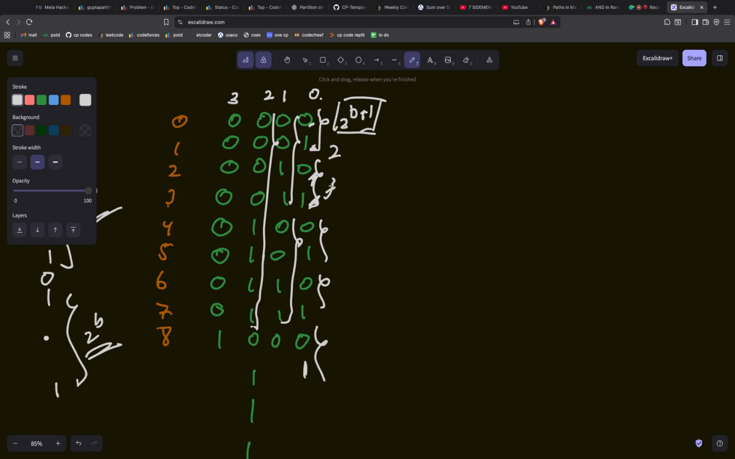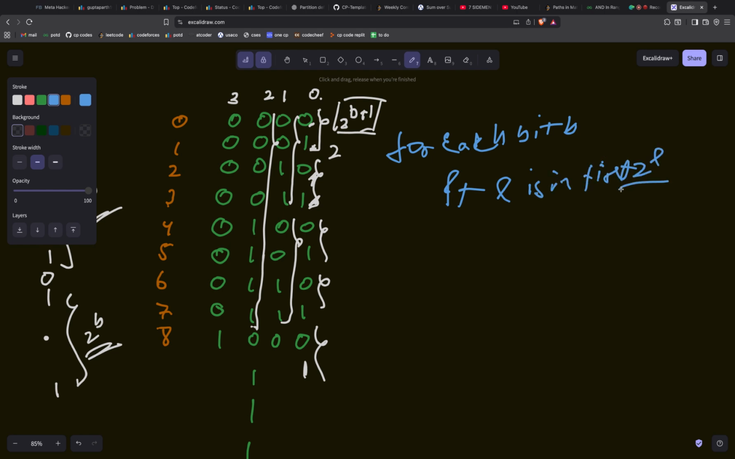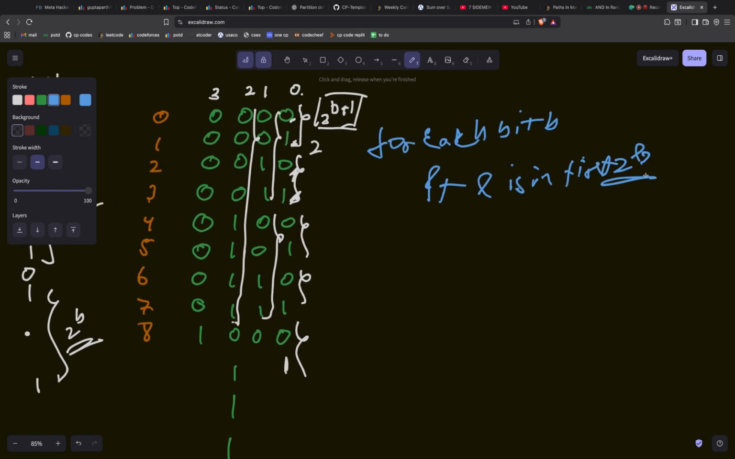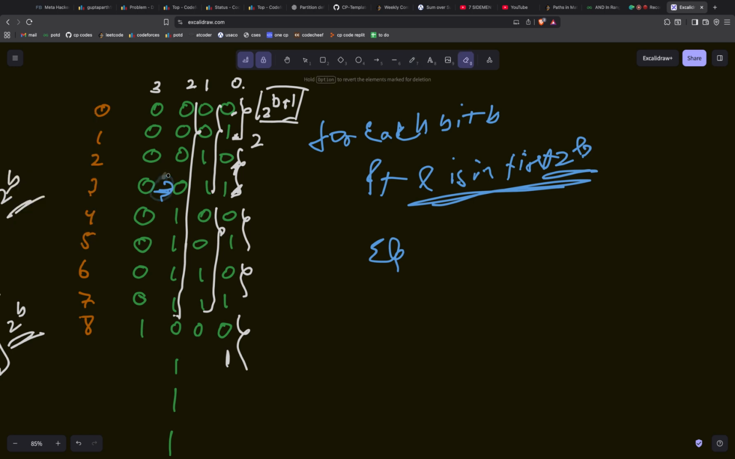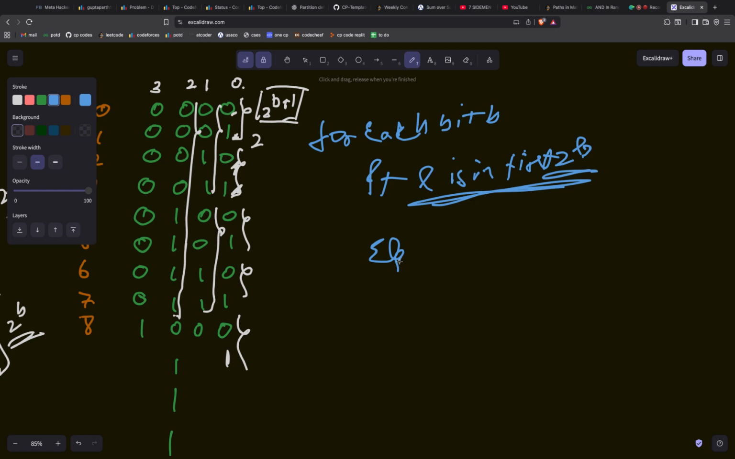Okay, so now for each bit b, can we say that if L is in the first 2 raised to the power b values, then this bit would not get set? I'm basically saying that L is, let's say, starting from here. So at L only this bit is not set. Else, L is here, in this second 2 raised to the power b, so at L this bit is set.